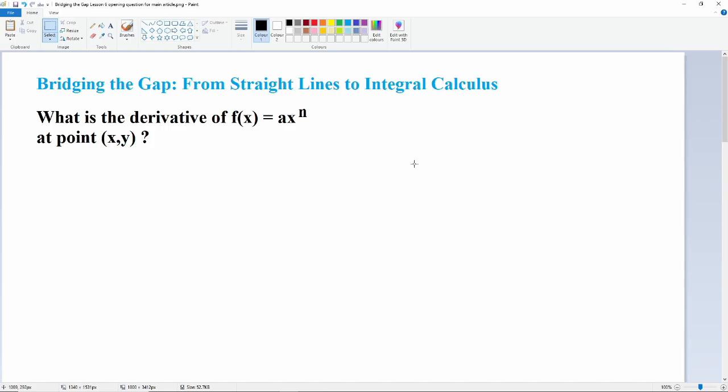What is the derivative of f of x equals ax to the power n at point x comma y? Hi there. Well, in the last lesson we were wondering if we could find a derivative for any polynomial, because that would be really powerful. And let's see if we can use the same technique that we used to find the derivative of 3x cubed.